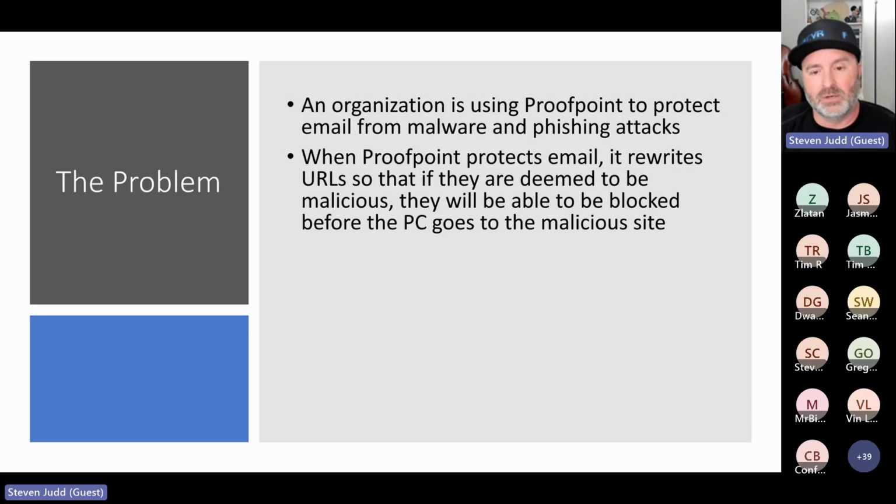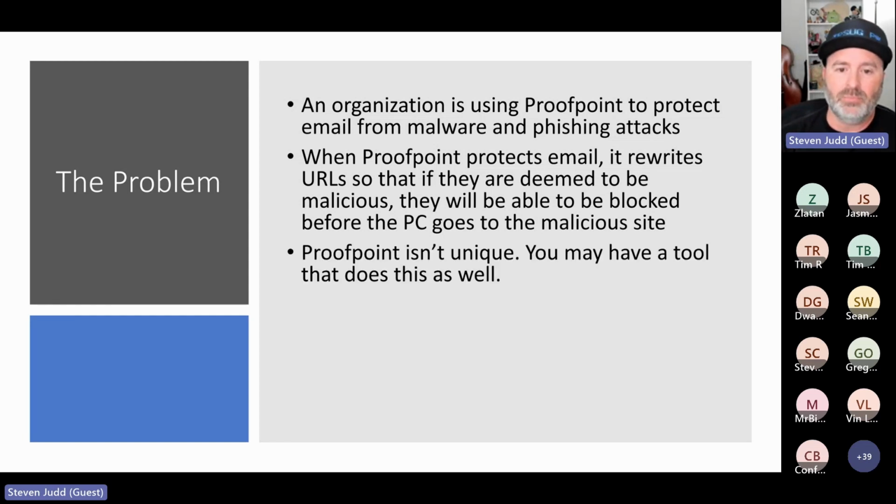So the first email comes in with a bad URL, and the Proofpoint administrators go, oh, that's bad. So they can mark that URL, and then any other emails that come in with the same URL can be condemned by Proofpoint. And then they will go to a page that says, whoa, stop. This is not where you want to be.